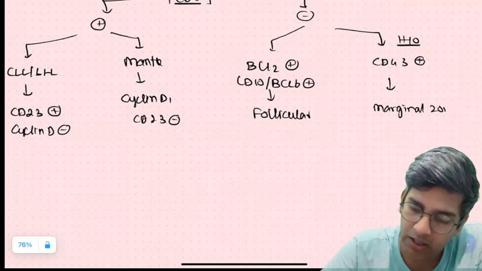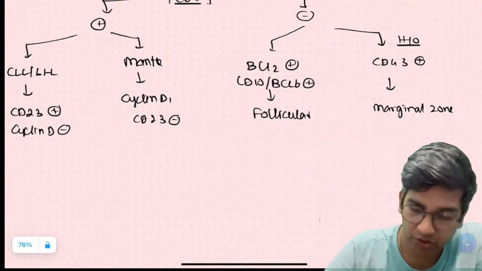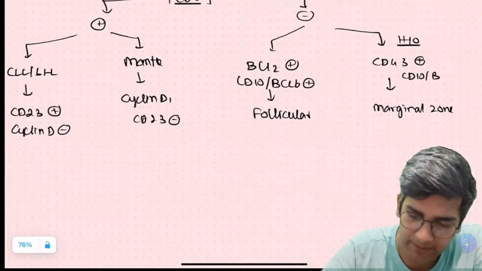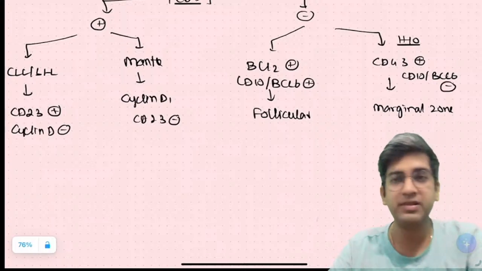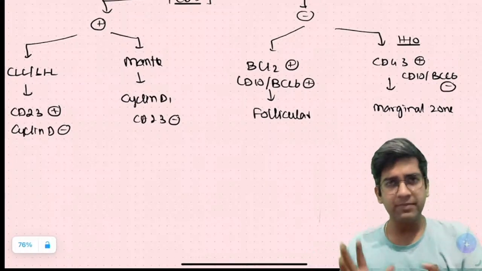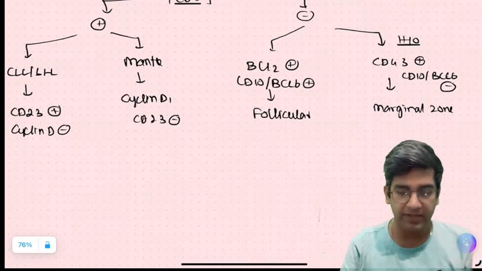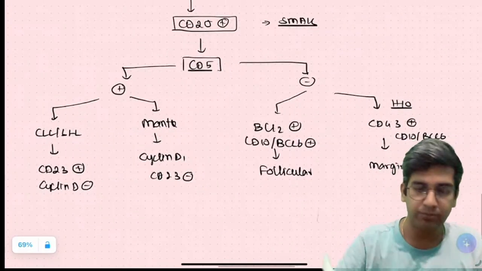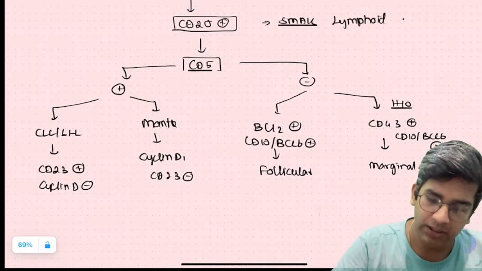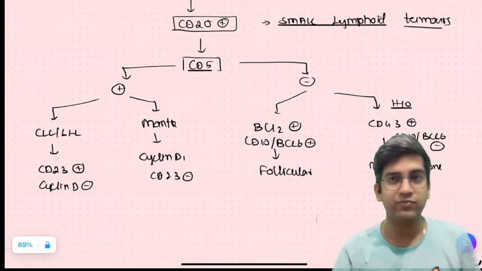A marginal zone might also be positive for BCL2, but it will be negative for your CD10 and BCL6. Because CD10 and BCL6 are germinal center markers, only follicular lymphoma will be positive for that, right? CD10, BCL6, then easily go for it. I need BCL2 here because the mutation is by default BCL2, right? This is a very simple approach for small lymphoid tumors. When time permits, we'll definitely look at intermediate tumors and large lymphoid tumors down the road.